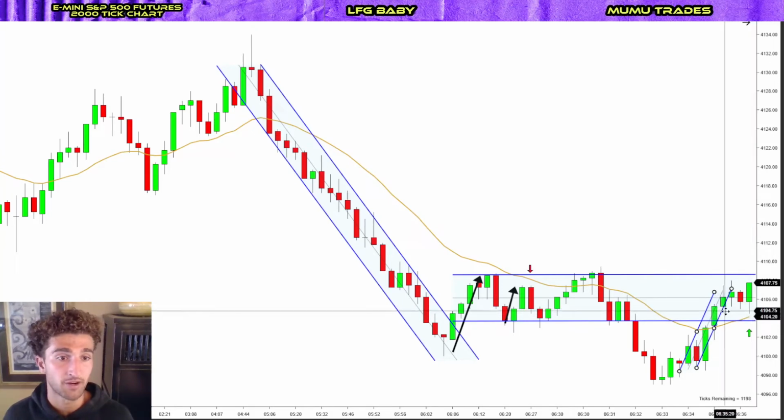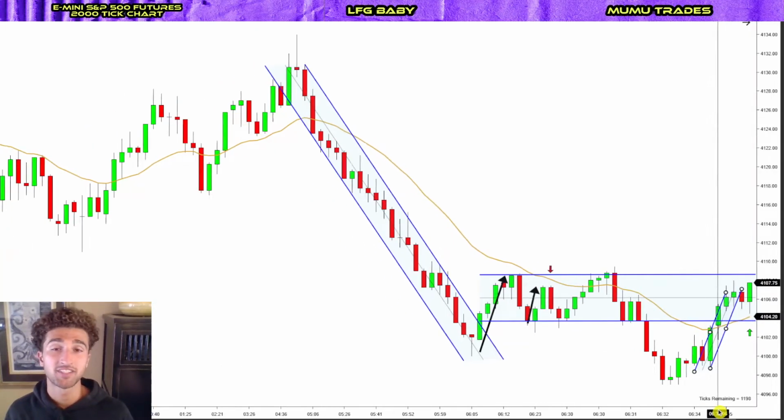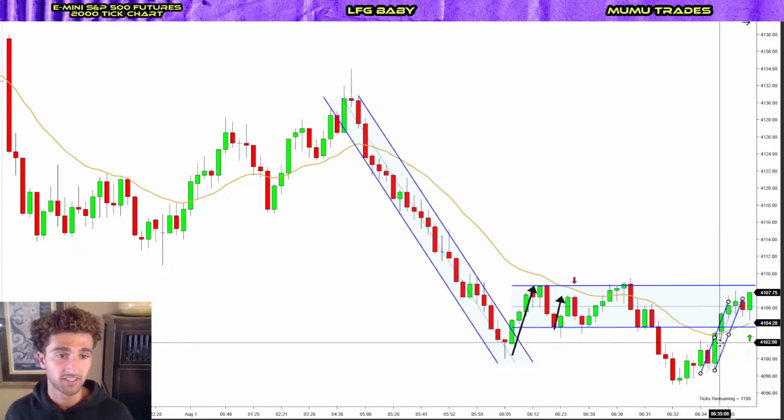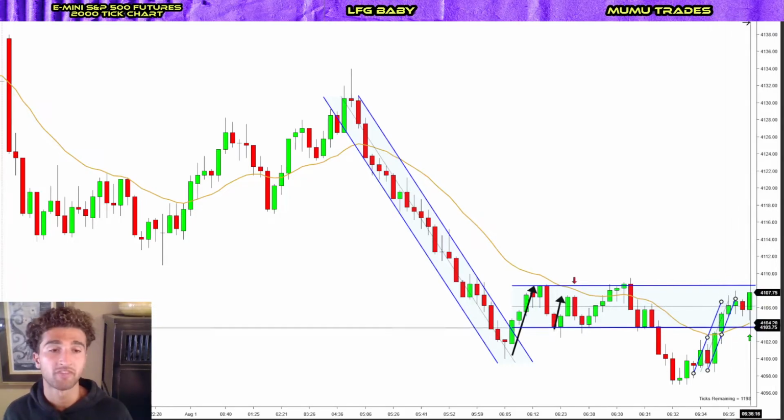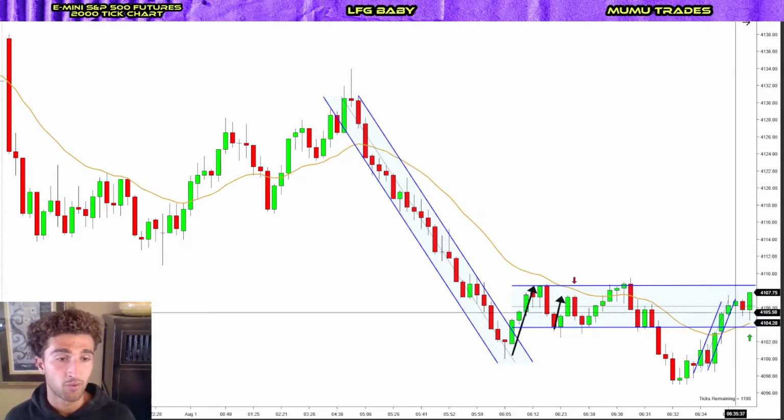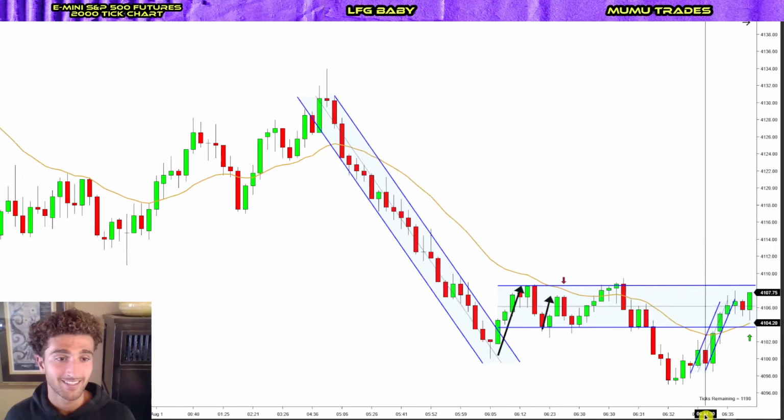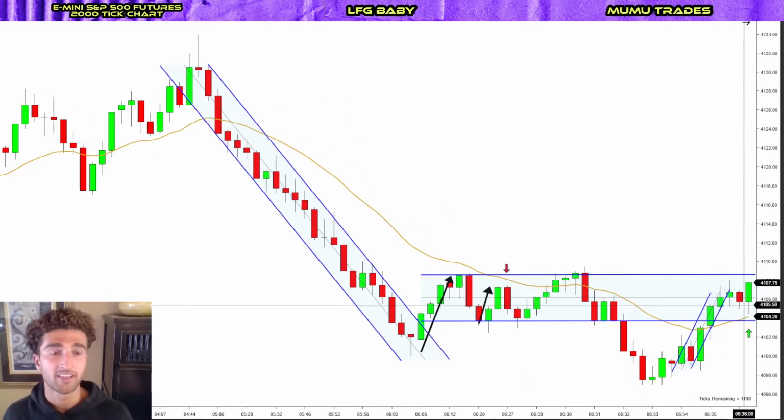However, this trade is very risky for a couple of reasons. First of all, it's an engulfing bar, meaning the bar all the way on the right side is engulfing the one to the left of it.